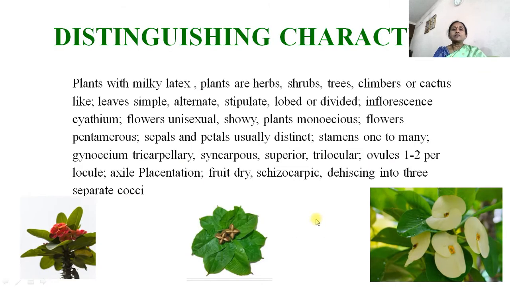Distinguishing characters of this family: the plants with milky latex. Plants are herbs, shrubs, trees, climbers, or cactus-like. Leaves simple, alternate, stipulate, lobed or divided. Inflorescence cyathium. This is the very characteristic feature of this family. The inflorescence is cyathium type. It is a special type of inflorescence.